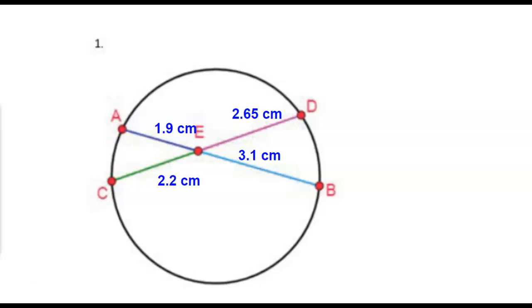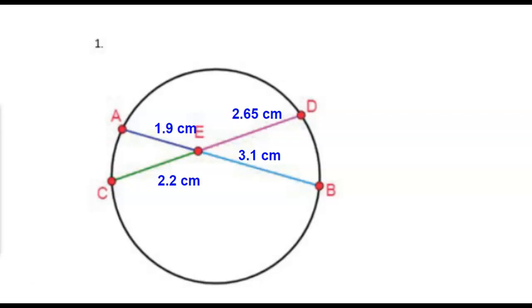I just have to start by trying something. I think I should probably keep my pieces of the same segment together. So for example, AE maybe should stay with EB and CE could stay with ED. I'm going to start by adding. So if I take 1.9 plus 3.1, I get 5. 2.2 plus 2.65 is equal to 4.85.